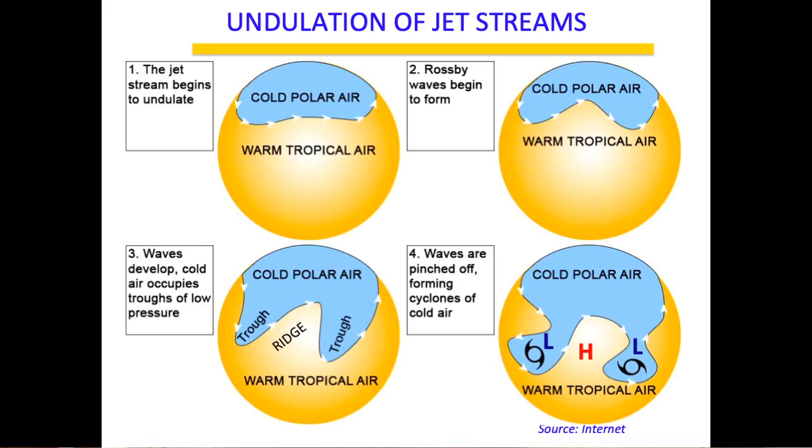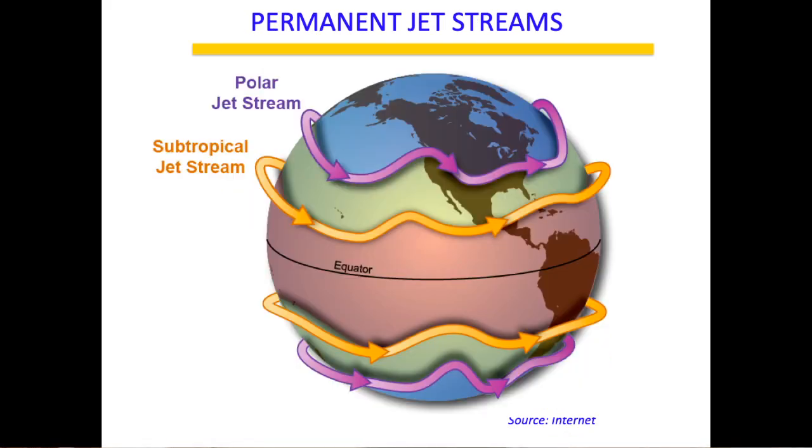So undulation of the jet stream is a very, very important aspect, and it's a topic of research. But this is the concept of why it undulates. Of course, these two jet streams that I talked about keep undulating. They don't move as one steady mass, except during summertime. During summertime these jet streams actually move as a steady mass.